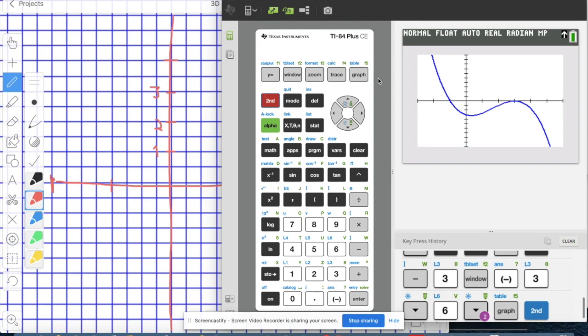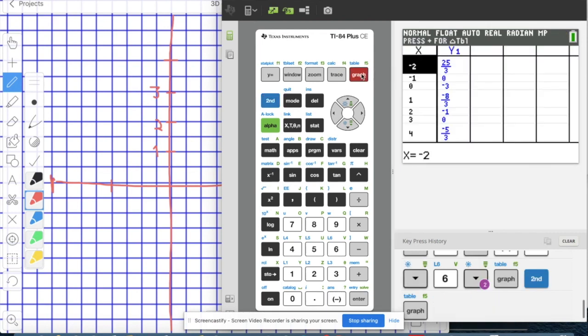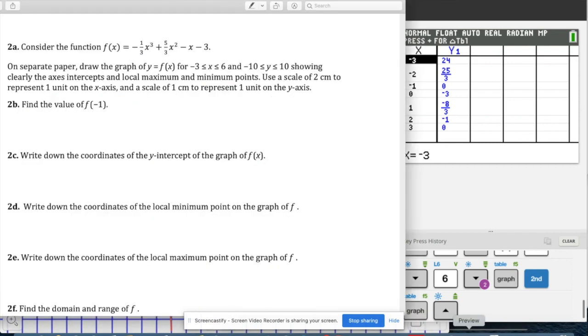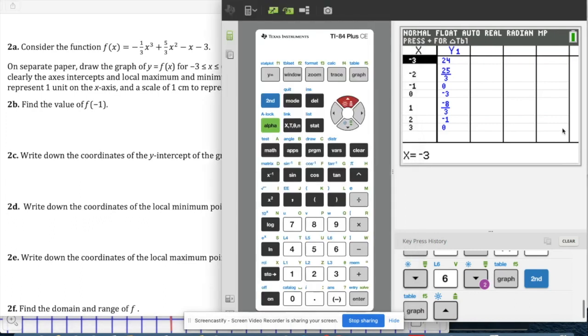So I go second table, and now I have the coordinates to plot from -3 up to +6 for x. Okay, so -3, 24 is down below my axis. Again, -2 is about 8 1/3. Again, up top. -1, I can finally plot, on my graph here.